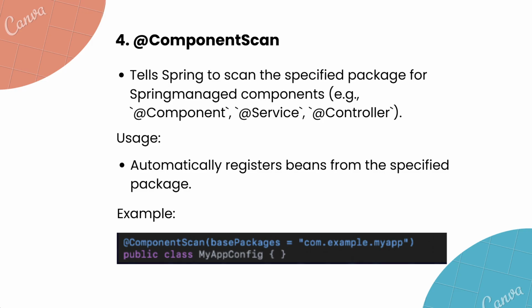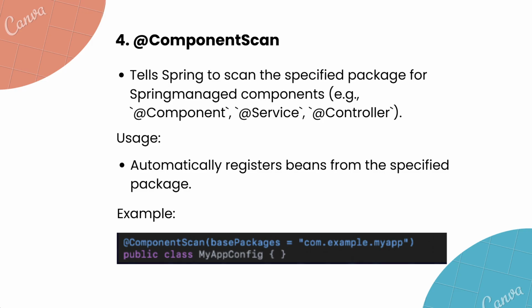Benefits: no manual bean declaration. You do not need to use at bean for each component in the app configuration file. Spring scans and registers components automatically. Scalability: as the system grows, new services, repositories, or controllers added under the package com.example.myapp are automatically detected. Clean code: no boilerplate configuration. It only focuses on the package structure and annotation.